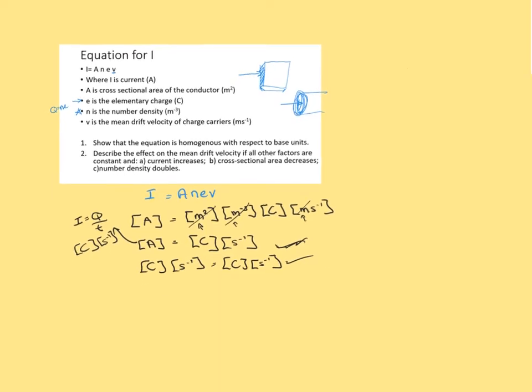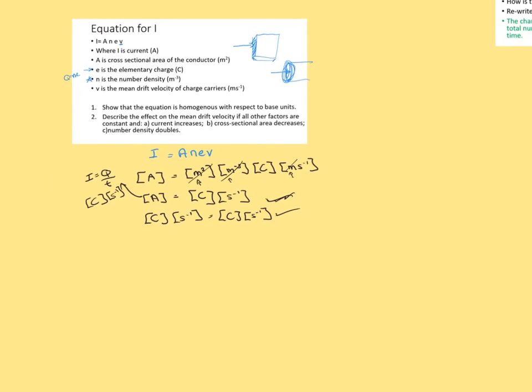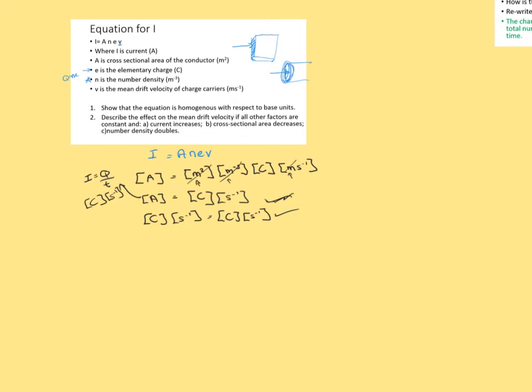The second part I wanted to talk about, which is constantly asked in different ways and in different topics, is how this equation can be used. So it says describe the effect on the mean drift velocity if all other factors are constant and A, current increases. Here it's telling me I need to use this equation to figure out how the mean drift velocity will be affected if I change one of the specific factors.